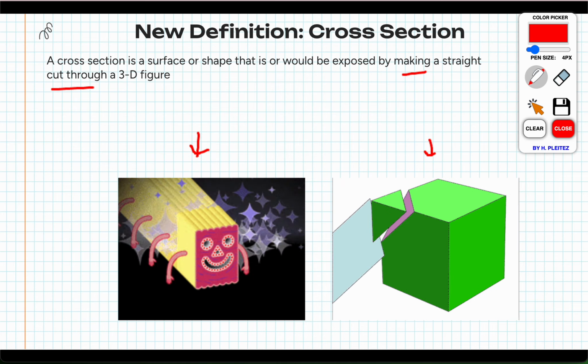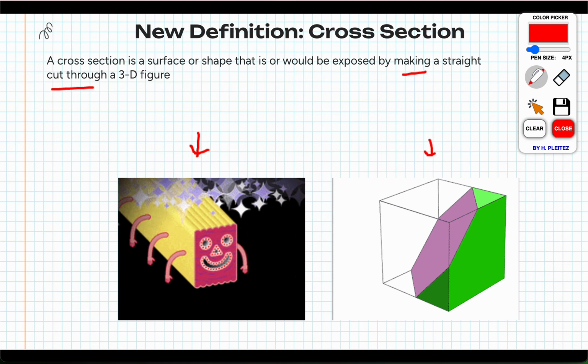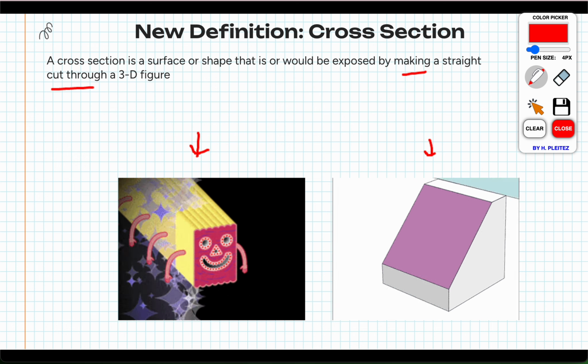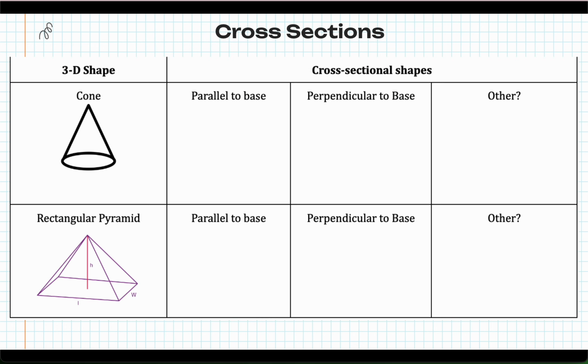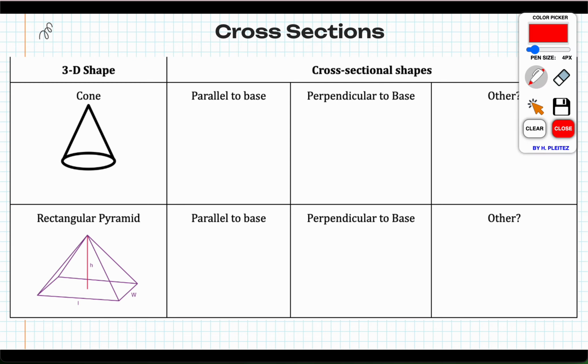Now we can make these cuts in a lot of different directions, and you guys are going to see that in these examples. So the first shape that we're going to work with is a cone. And when we do our cross sections, a lot of what is assessed is when we make these cuts parallel to the base and when we make the cuts perpendicular to the base. Now there might be some other cross sections in there, but parallel and perpendicular are some really big ones that are often assessed, and then the other ones we still have to be aware of them.